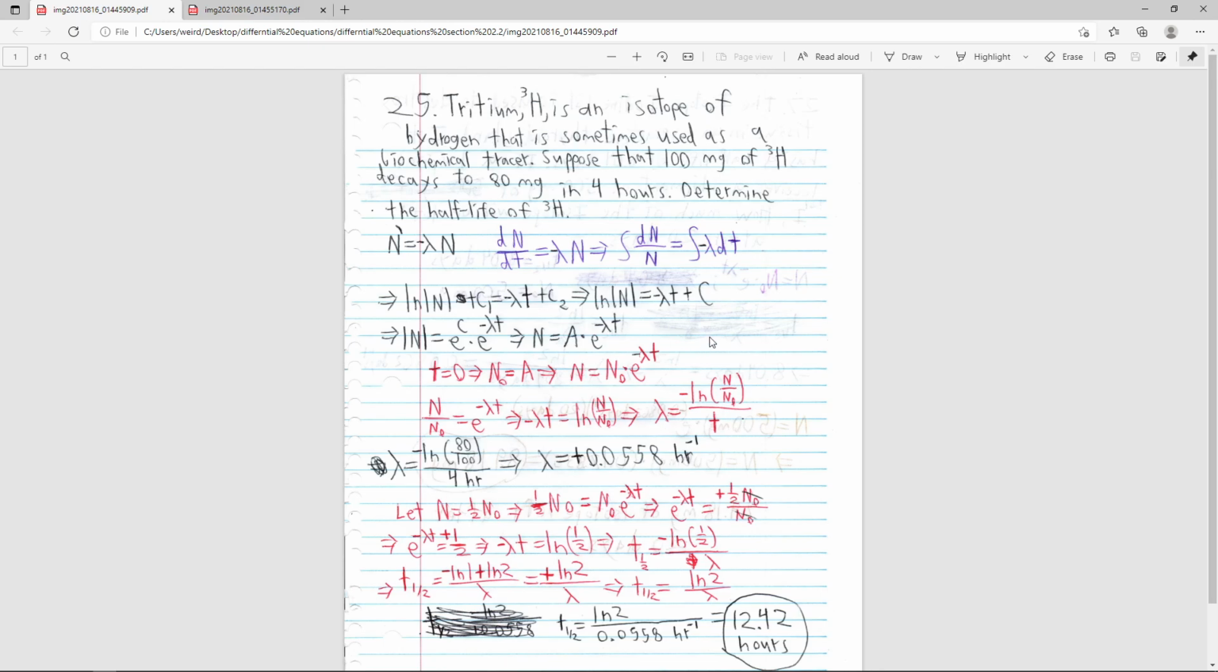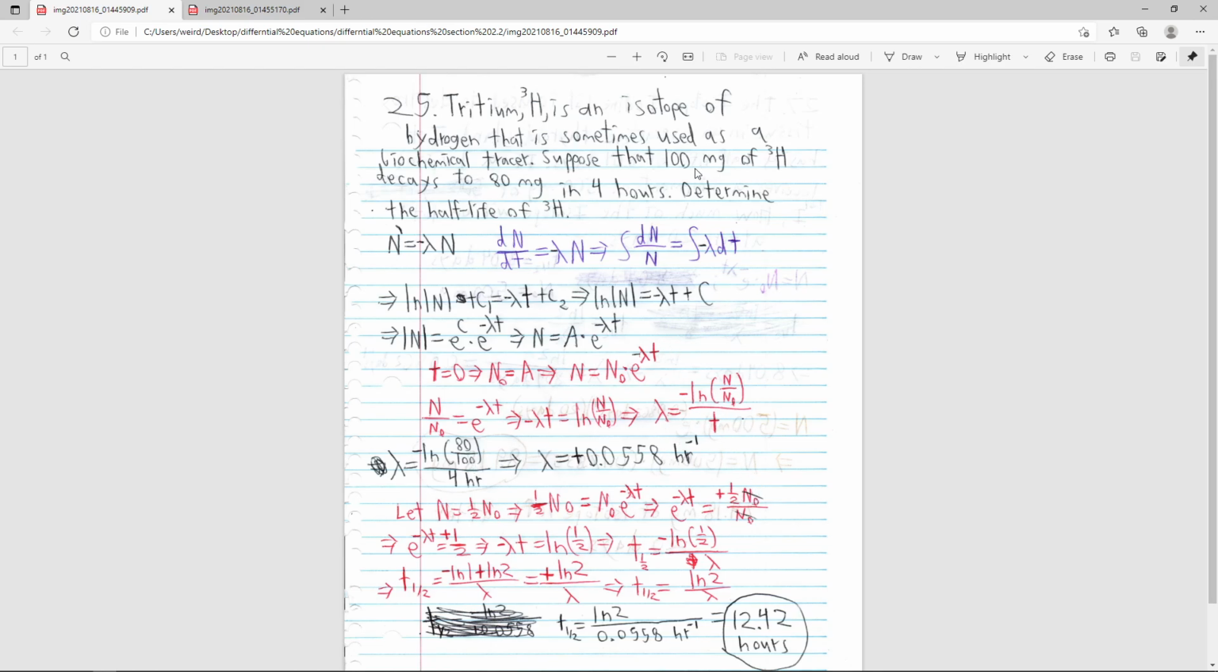It's a real-world application that's interesting. So, to solve for lambda, we divide by n0. You take the natural log of both sides. So we just get negative lambda t, and then lambda equals negative ln of n divided by n0, divided by t. We can just leave it like that.